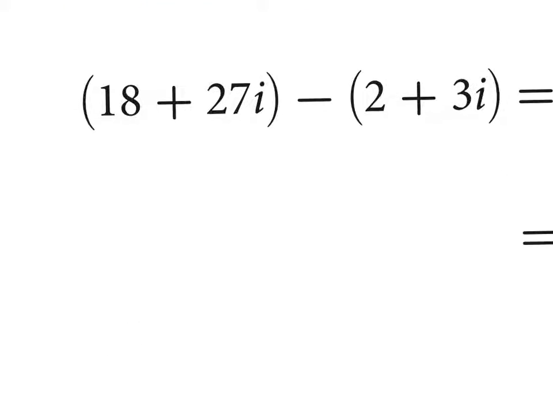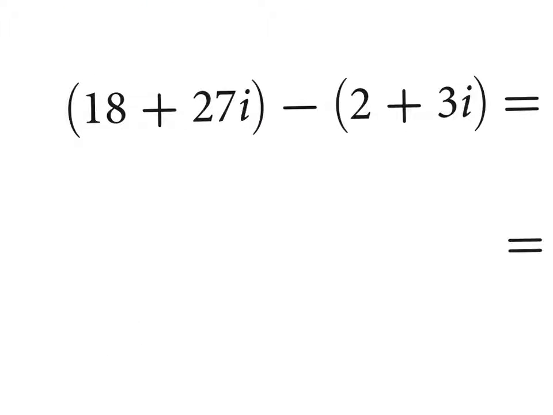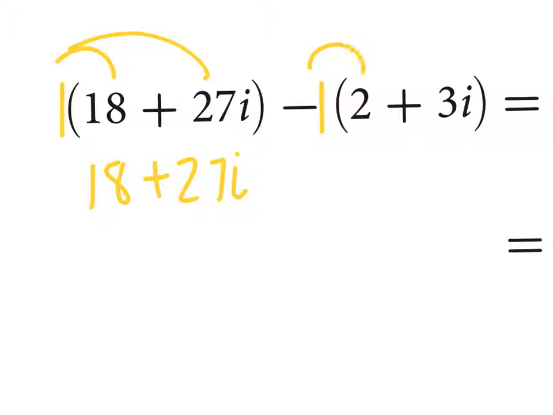Moving on to the next one, 18 plus 27i minus 2 plus 3i. Again, there's a 1 in front there. 1 times 18 is 18. 1 times 27i is 27i. Negative 1 times 2 is negative 2. Negative 1 times 3i is negative 3i.